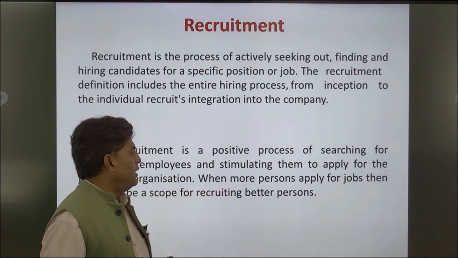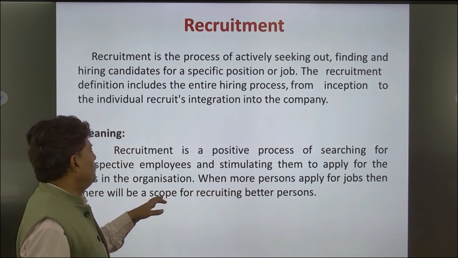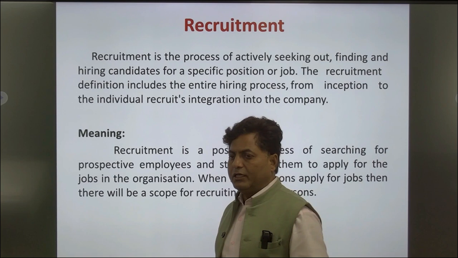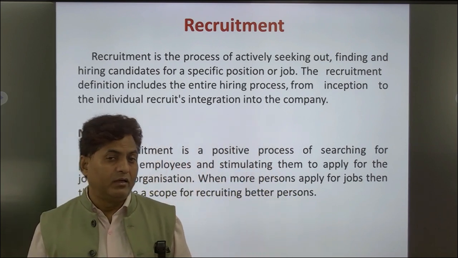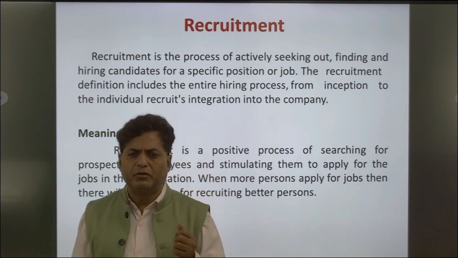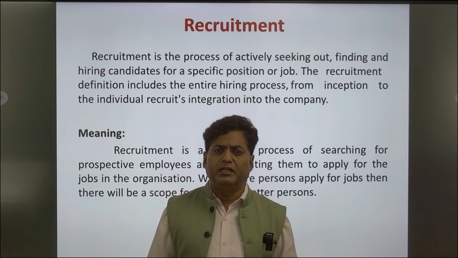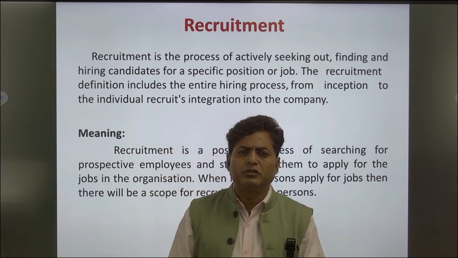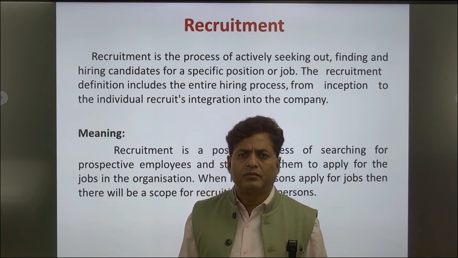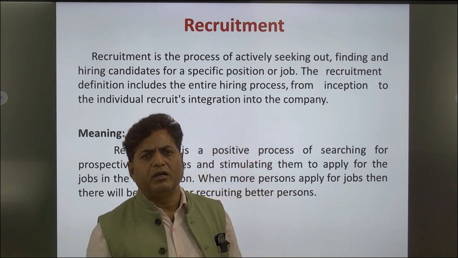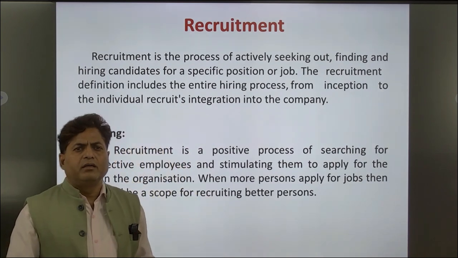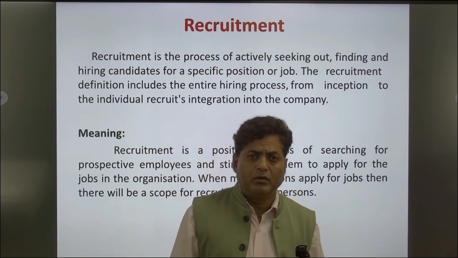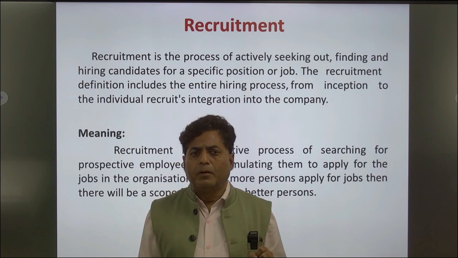When more persons apply for jobs, there will be scope for recruiting better persons. But if there are not many people, only a few, and we are in need of manpower, we have to choose from those limited people. If there are only one, two or three people, we have to choose among these three. So it is possible that we will not get the best employee, the one who will match the organization most.